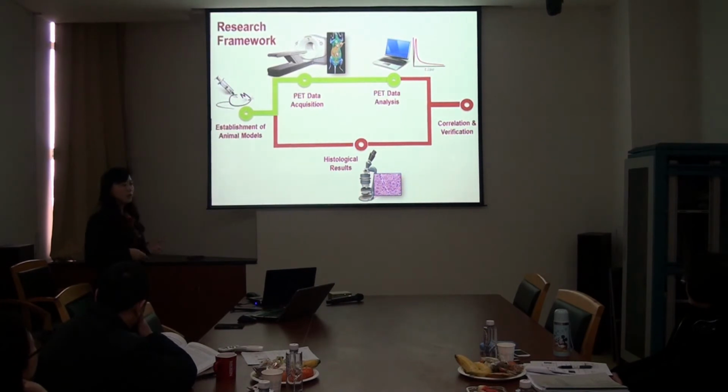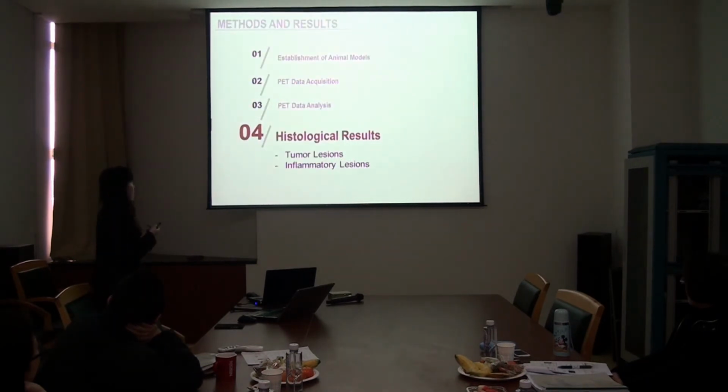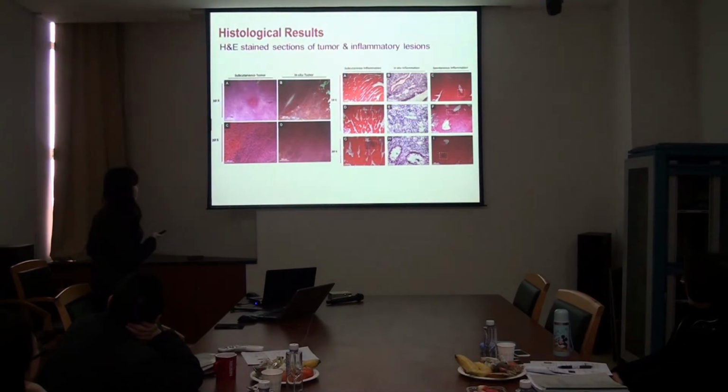Since we now have our imaging data, we did some histological tests for further verification, like frozen sections and some staining, and here are our histological results. We can see from the image that we found increased cell density in tumor lesions, and it represents malignancies.